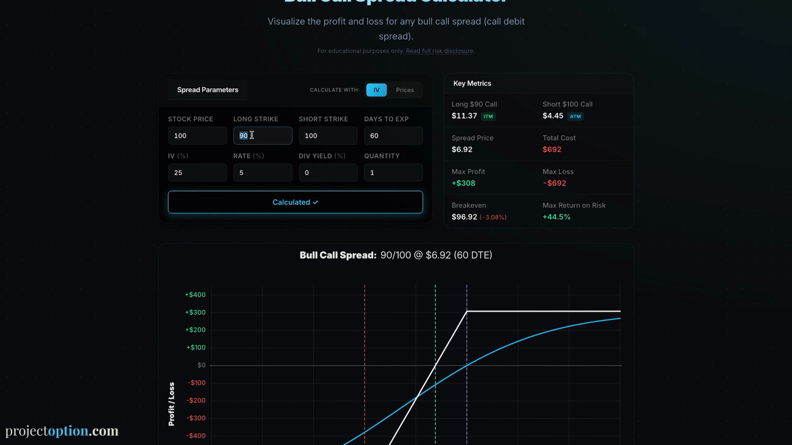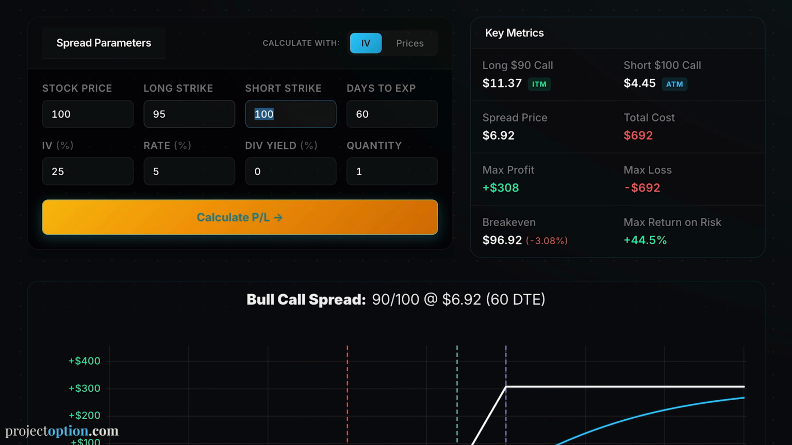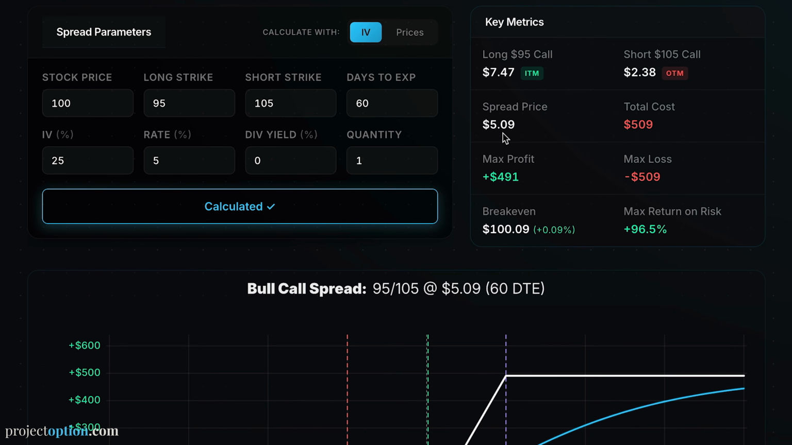The next setup we'll look at is buying an in-the-money call, such as the 95, and then selling an out-of-the-money call, like the 105. And I'm going to keep the spread width $10 for all these examples to keep things consistent. Now the spread price is about $5 and the spread width is $10. This gives us about a 1-to-1 risk to reward ratio. Since our max profit is $491, max loss is $509.